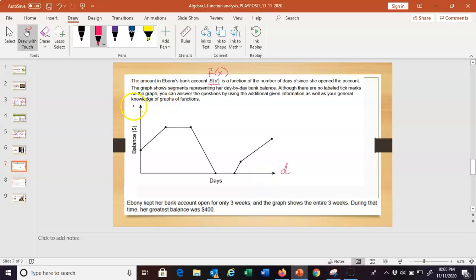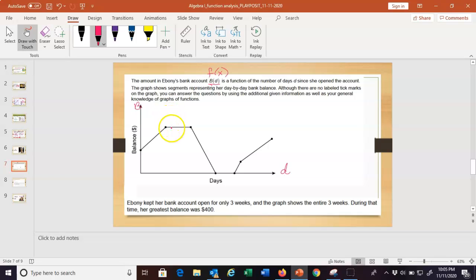And B is along the y-axis, the balance. The graph shows segments representing her day-by-day bank account balance. Although there are no labeled tick marks on the graph, you can answer the questions by using the additional given information as well as your general knowledge of graphs and functions.